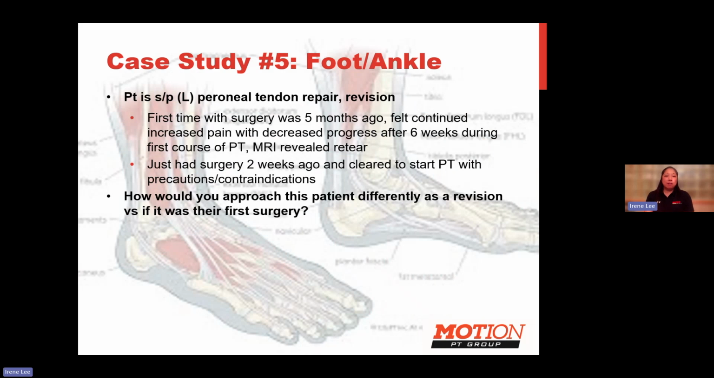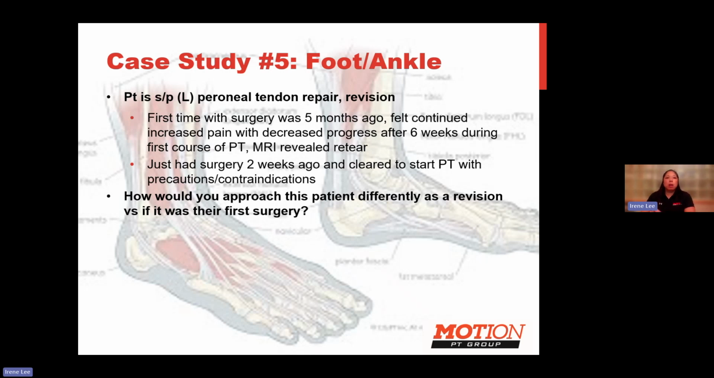Last case study is the foot and ankle one. So I had a left peroneal tendon repair, and that's actually a revision. So this person actually had surgery 5 months ago. It was something that happened at work. I think he does a lot of lifting and carrying at work, and then all of a sudden he was carrying a very, very heavy box up the stairs, and felt something popping, giving in his ankle, and it was in very, very much pain.